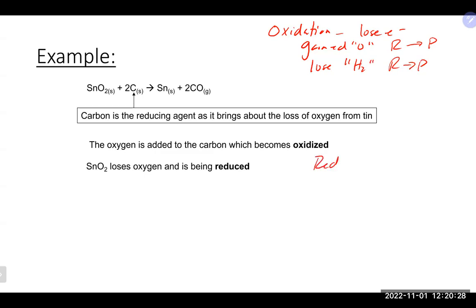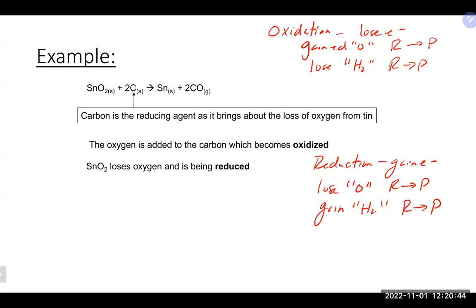Something going through reduction is basically the opposite. It can gain electrons. It can lose oxygen as it goes from reactants to products, and it can gain H2 as it goes from reactants to products. So for example, in this particular case, if we look, our tin goes from one side to the next, and it actually lost some oxygen, which means our tin here is going to be reduced. And by default, this guy would be oxidized, right?